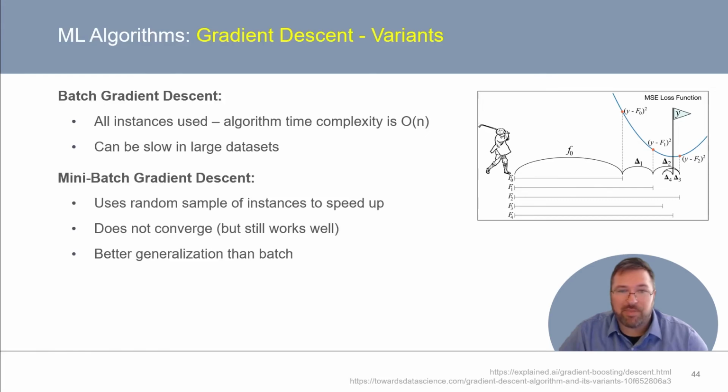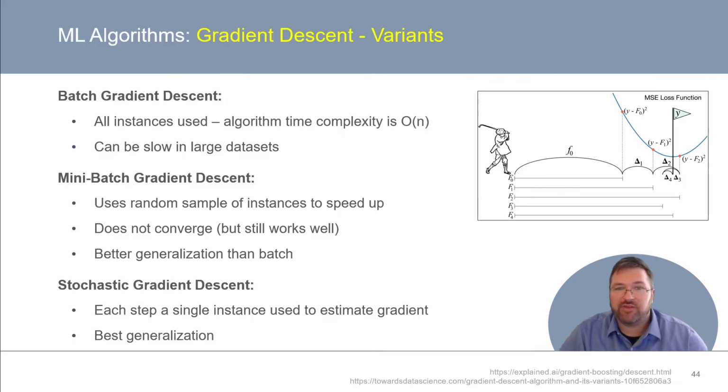Next, we have mini-batch gradient descent, which instead uses a random sample of instances to speed up the algorithm. This approach is less likely to converge on the true optimum, but it still works really well in practice. And furthermore, it typically yields better generalized models than batch gradient descent.